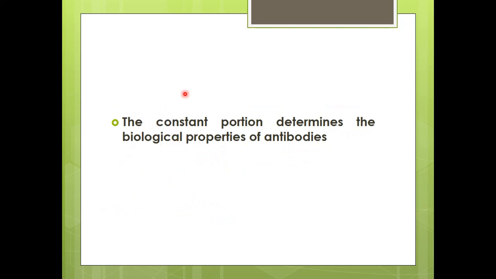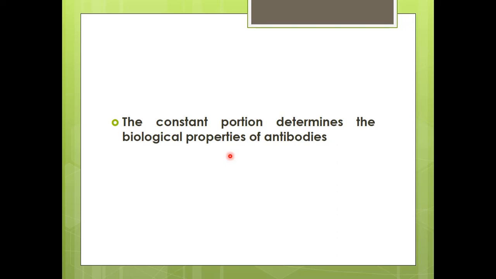Now, what about the constant portion of the antibodies? The function of the variable portion is to bind with the antigen, while the constant portion of the antibodies determines the biological properties of the antibodies, such as the diffusibility of the antibodies, attachment of the antibodies to the different structures in the tissues, attachment of the antibodies to the complement system, and the ease with which the antibodies can pass through the membranes.